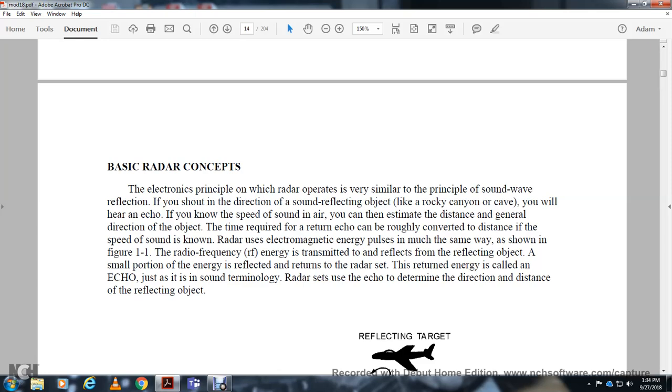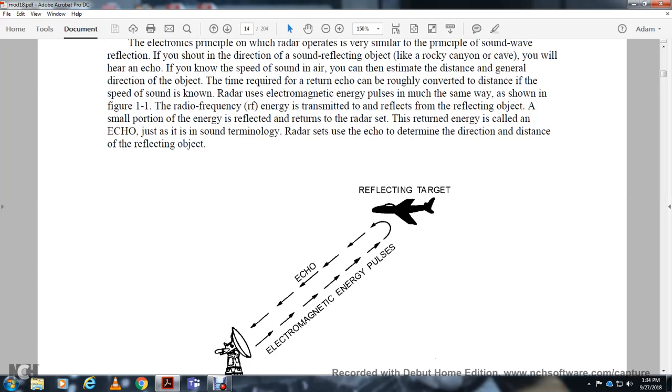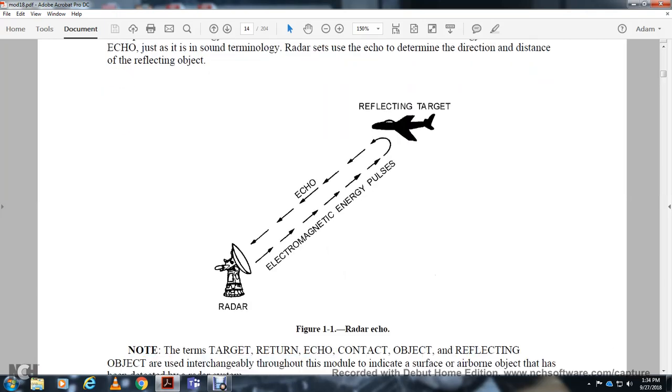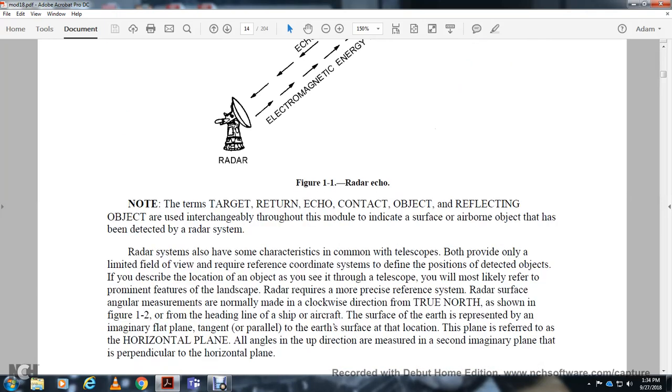As shown in Figure 1, radio frequency energy is transmitted to a reflecting object, and a small portion of the energy is reflected and returned to the radar. The returned energy is called an echo, just as in sound terminology. Radar sets use the echo to determine the direction and distance of the reflecting object. The figure shows the reflecting target, the echo, the electromagnetic energy pulse, and the radar. Note that the terms target, return, echo, contact, object, and reflecting object are used interchangeably throughout this module to indicate the surface or airborne object that has been detected by the radar system.